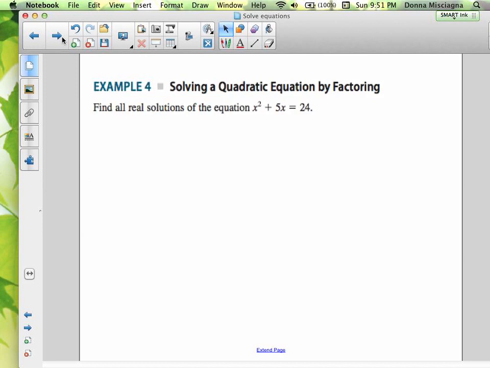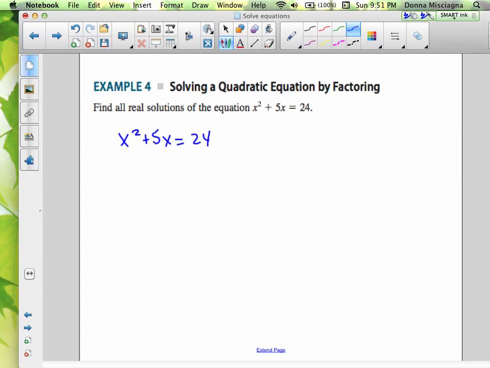Solving a quadratic equation by factoring. Find all real solutions of the equation x squared plus 5x equals 24. And if we can factor, it only has real solutions. All right, so let's factor this one. So our first step is we need to set the equation equal to 0. I'm going to write it over here. X squared plus 5x equals 24. So step 1, set equation equal to 0.